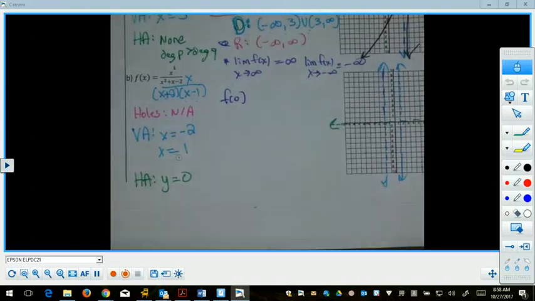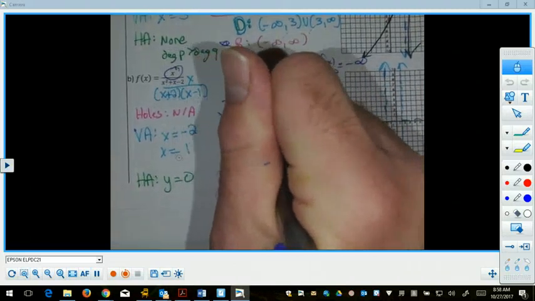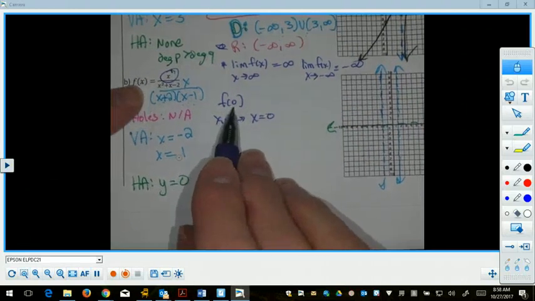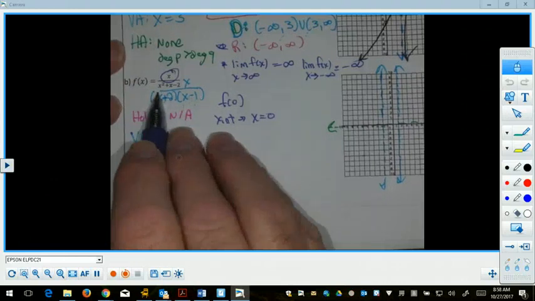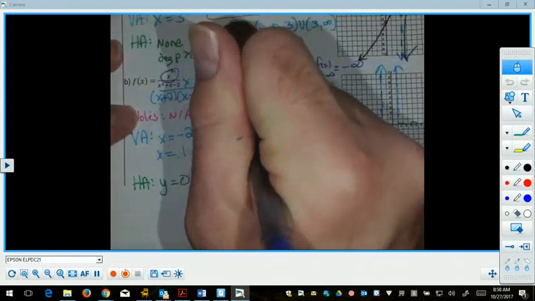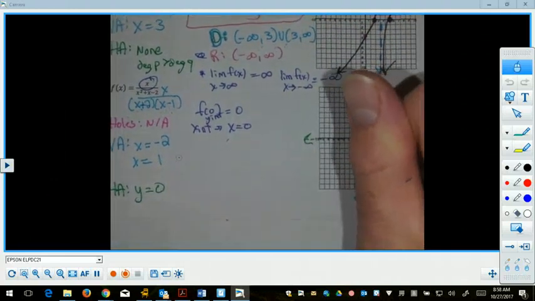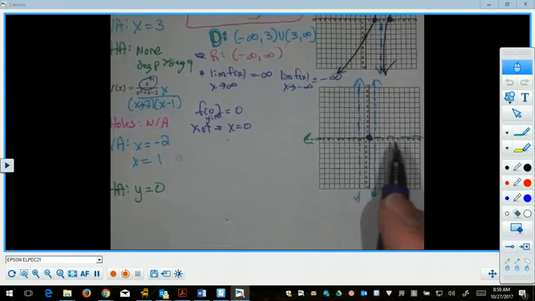Yeah, for y-intercept, I do f of 0. For x-intercept, I set the numerator equal to 0. So in this case, x does equal 0, which is going to be the same as my y-intercept. When I plug in 0, I get 0 over some number, so it's going to be 0. That's the y-intercept. They're the same in this case because the x and y-intercept are 0, 0. So I'm going to plot that right there. 0, 0 is my intercept.